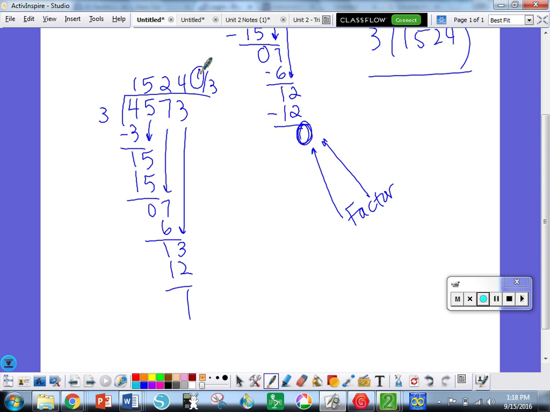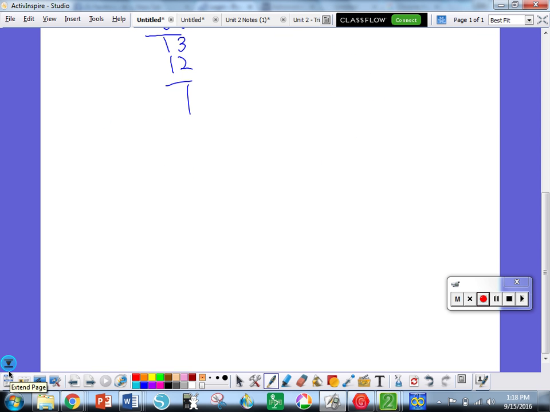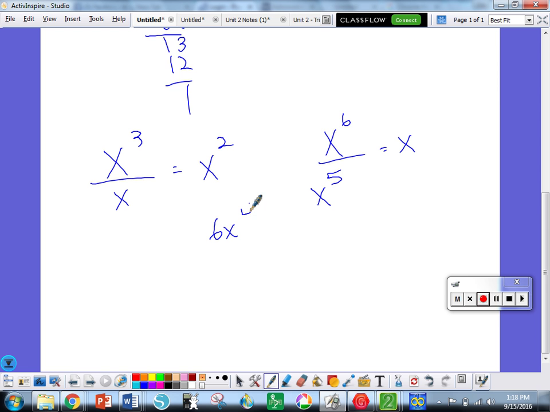I want to remind you of one more thing. If I have x cubed and I'm dividing by x, what do I get? x squared, because 1 from the bottom will cancel 1 from the top, right? If I have, say, x to the 6th and I divide by x to the 5th, it would just be x, right? 5 of them would cancel. One last one. If I have 6x to the 4th divided by 2x, what would I get? 3x cubed, right? You okay with all of those?